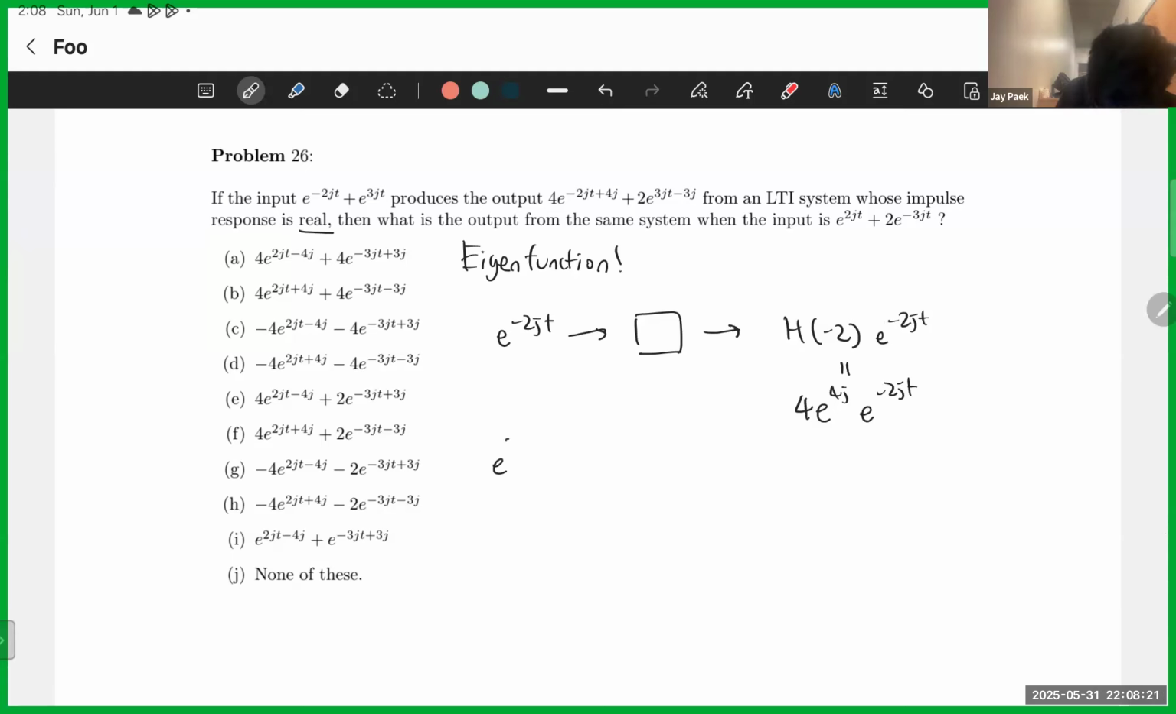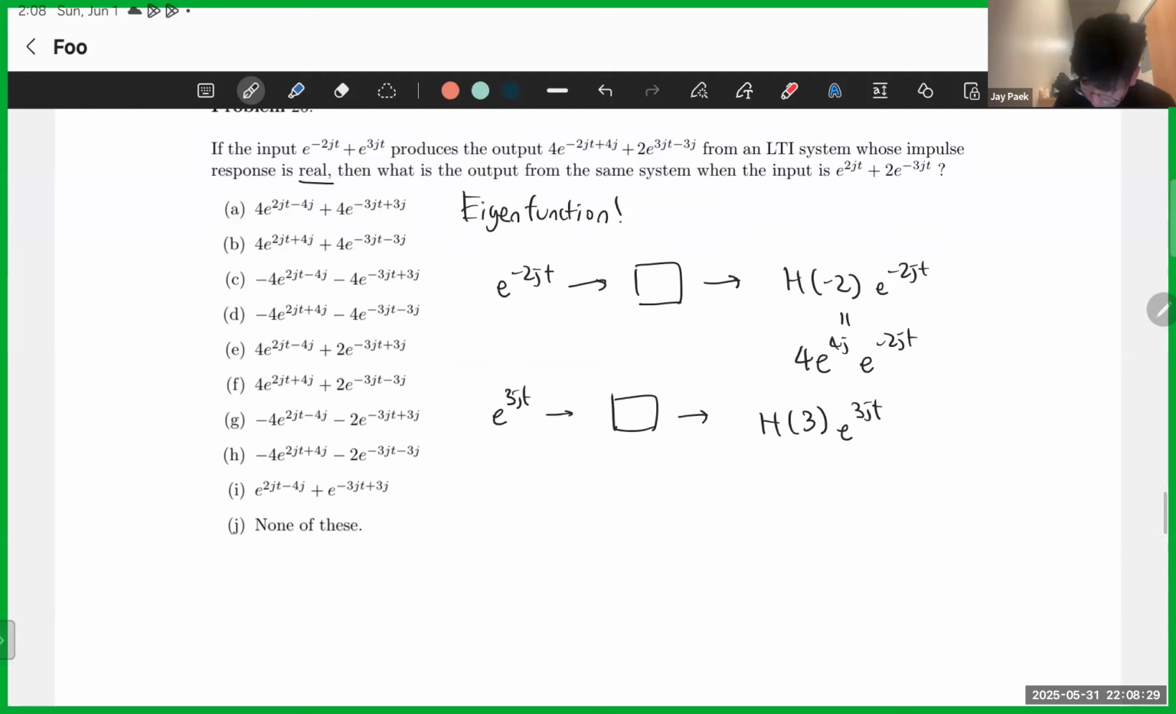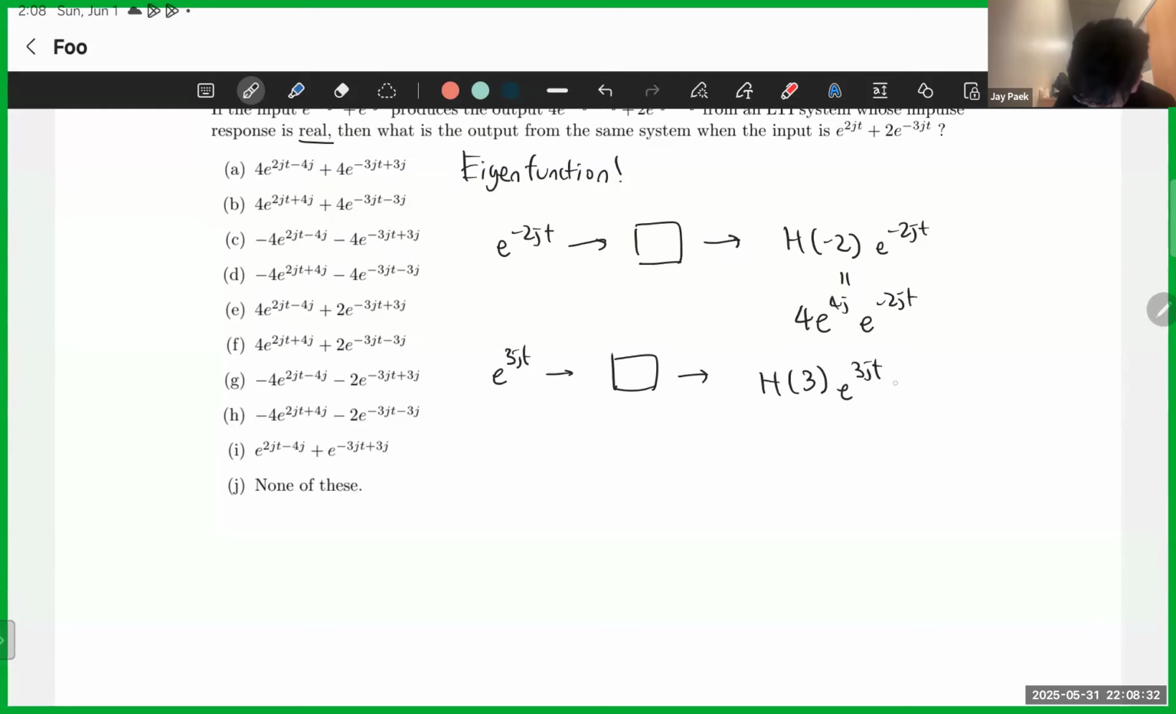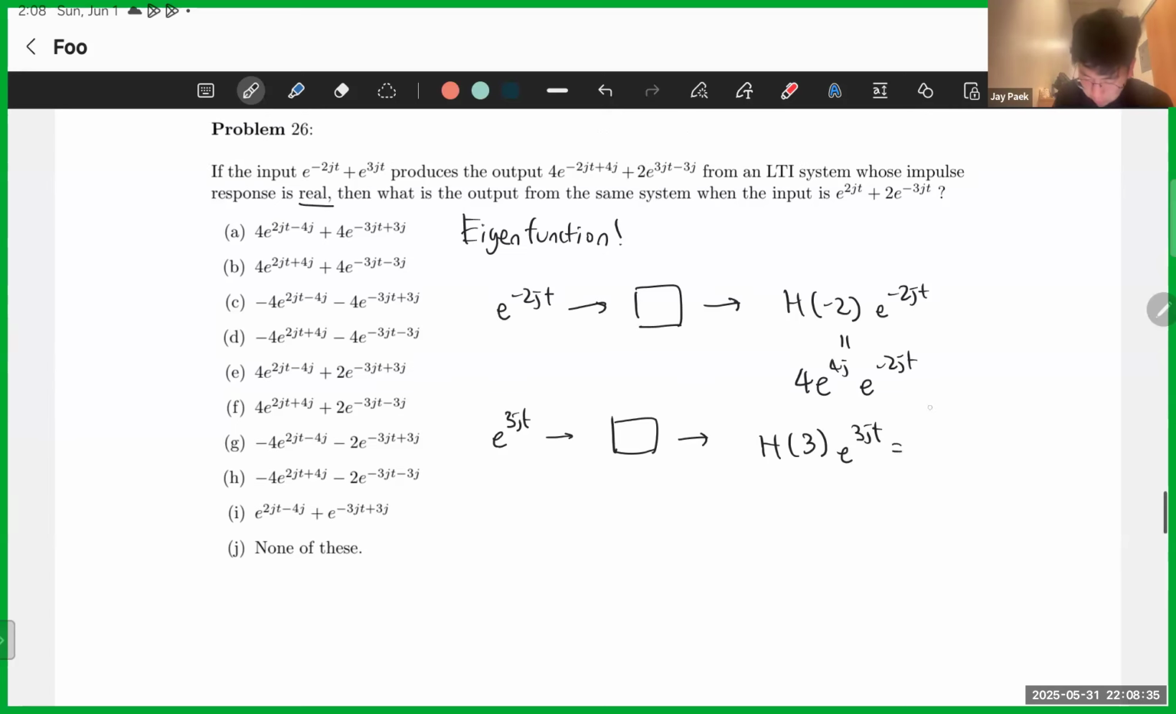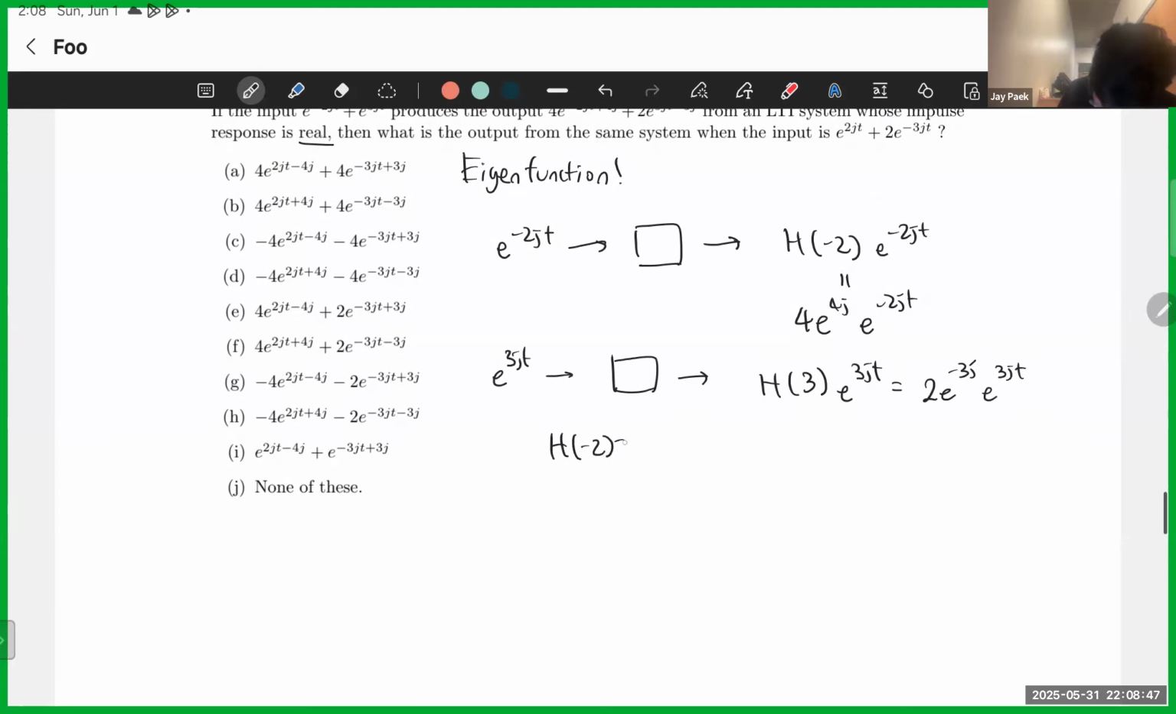Furthermore, if I input this into my system, I should recover something that looks like this. But what do you know? We could literally just recover h of 3 to be as follows. Voila. And so now we know that h of negative 2 is equal to 4e to the 4j, and h of 3 is 2e to the negative 3j. Not too shabby.